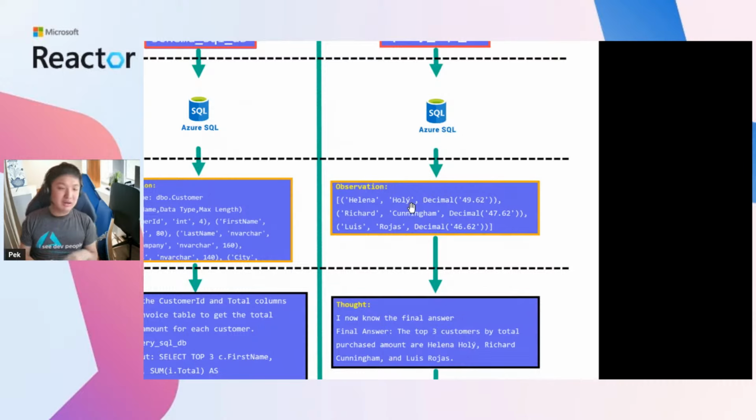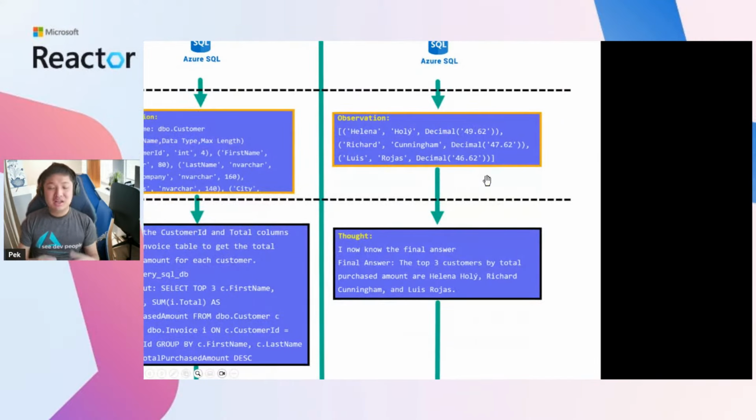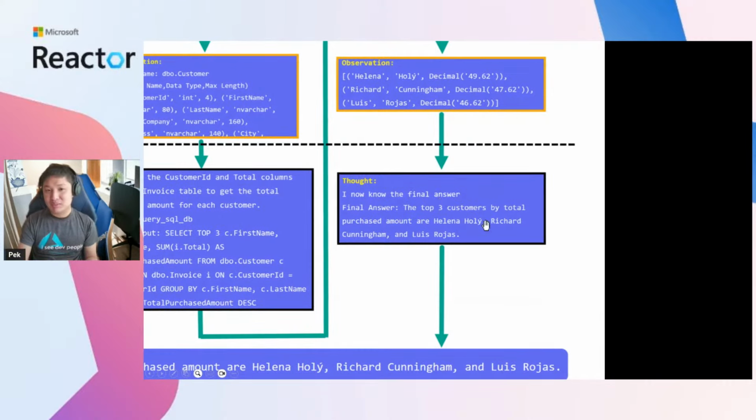I mean, we're not done here, right? I still need to respond to the end user. So I'm going to take this observation, which is the output of the query, and send it to the LLM again. I'm going to say, look at this observation over here and look at the user's query. Can you answer the question? Well, the top 3 customers by total purchase amount are Eleanor, Richard, and Louis, right?